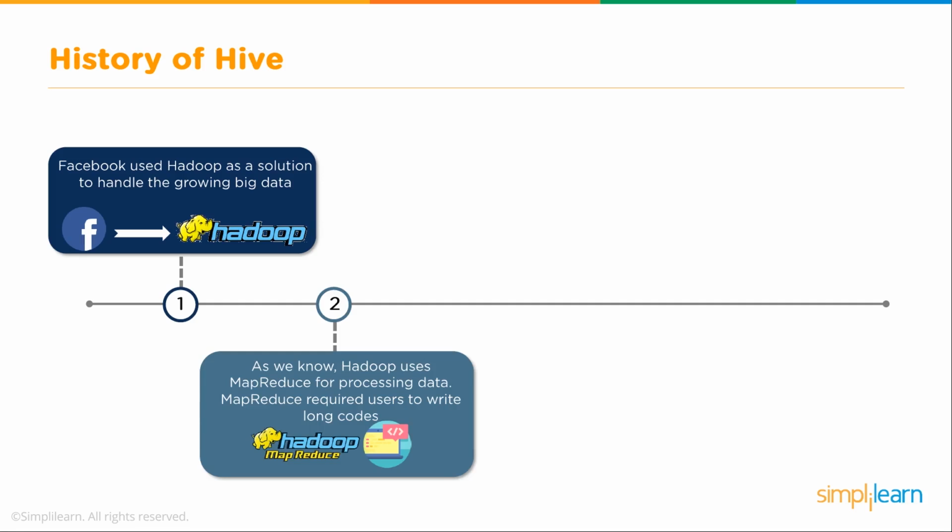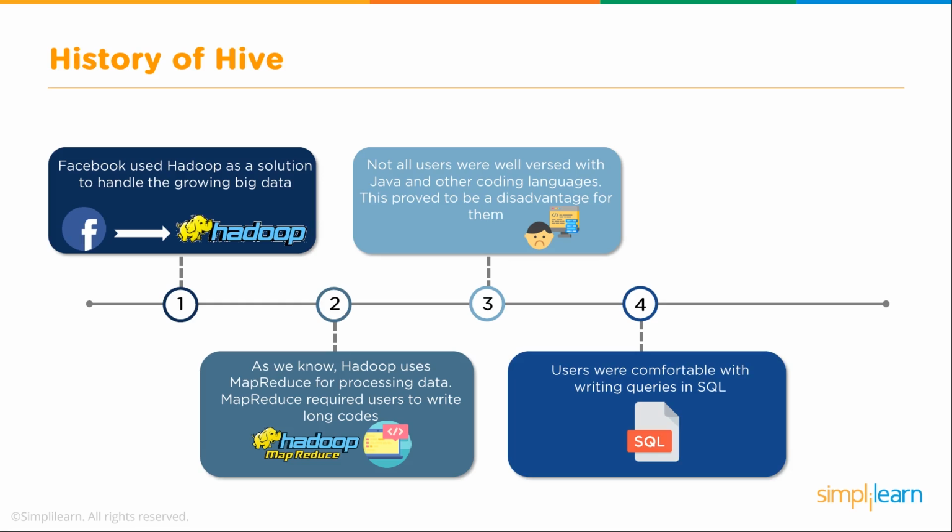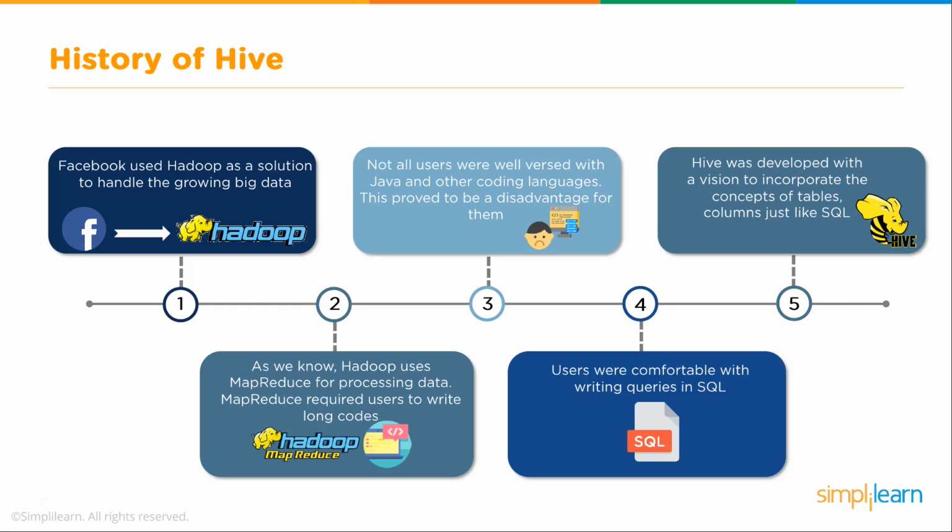As we know, Hadoop uses MapReduce for processing data. MapReduce required users to write long codes. And so you'd have these really extensive Java codes, very complicated for the average person to use. Not all users were versed in Java and other coding languages. This proved to be a disadvantage for them. Users were comfortable with writing queries in SQL. SQL has been around for a long time, the standard SQL query language. Hive was developed with the vision to incorporate the concepts of tables, columns, just like SQL.